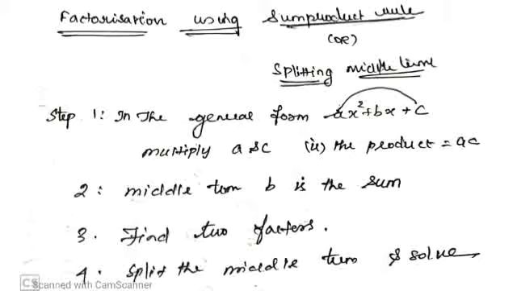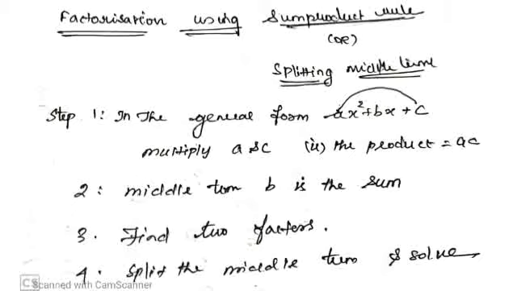Okay, and now I am just explaining what steps we apply for the sum product rule. That's all. Let's see the elaboration of how to do the problem later. Okay, so this is the procedure if you are doing factorization by sum product rule.